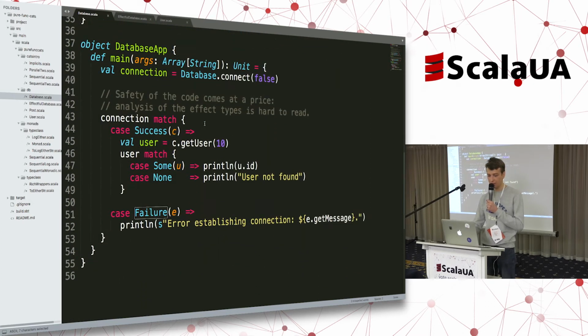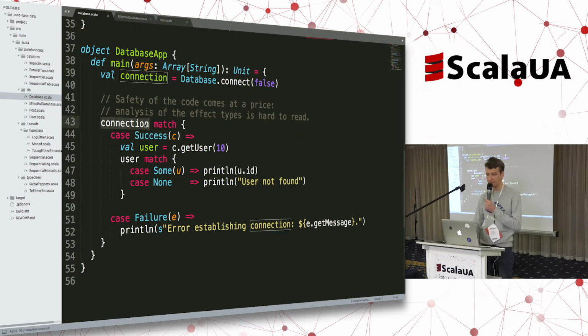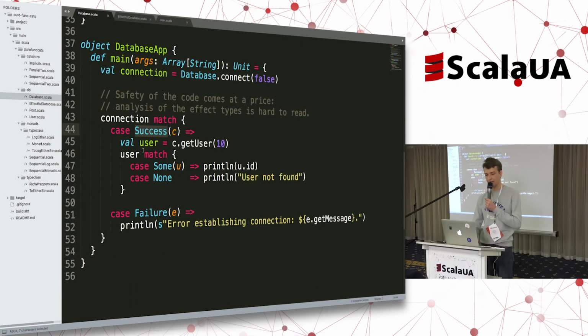Now let us have a look at how this plays out in the scenario when we first connect to the database and then try to get the user. First of all, we establish a connection over here. In our case, it is simulated as connect false, so that it is supposed to fail, because false means the database is offline. Then what we do is we analyze the structure that was returned by the method connect. The structure is a Try. Try can be either of two things, a Success or a Failure. So we have a match statement, and in case it is a Success, we have the access to the underlying connection C.